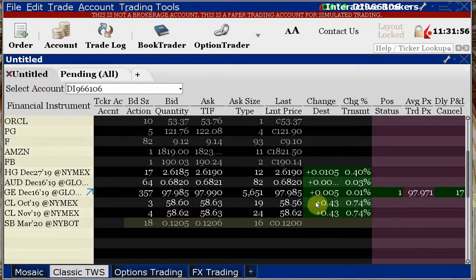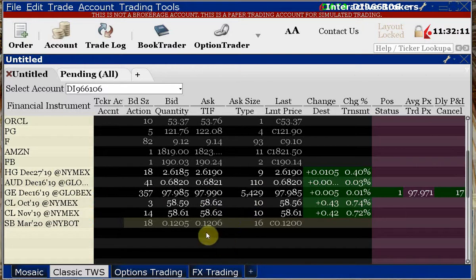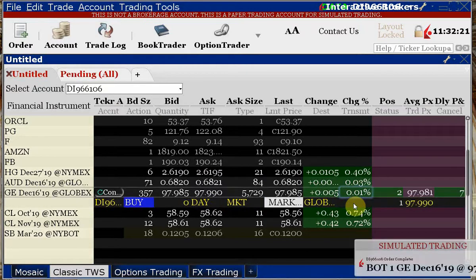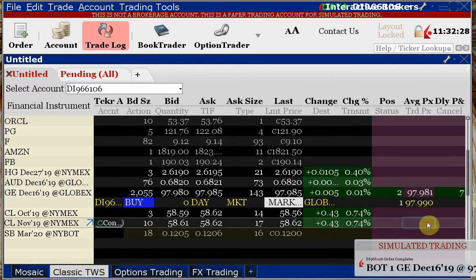Now I already have this long trade on gold. Let me try and, let's say, buy. This is not gold, actually, it's the euro dollar. Okay, so let's buy another euro dollar. Let's try and buy at market, and this is getting entered into the Globex. Okay, so the order is filled, which means that I did not get this message.